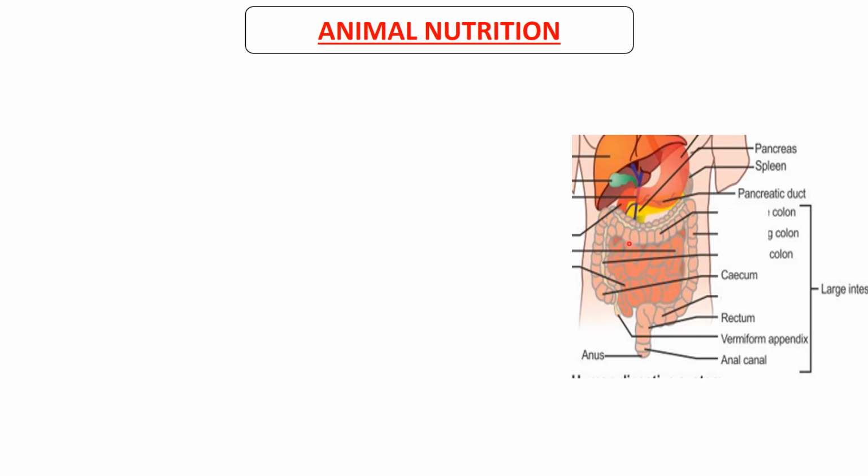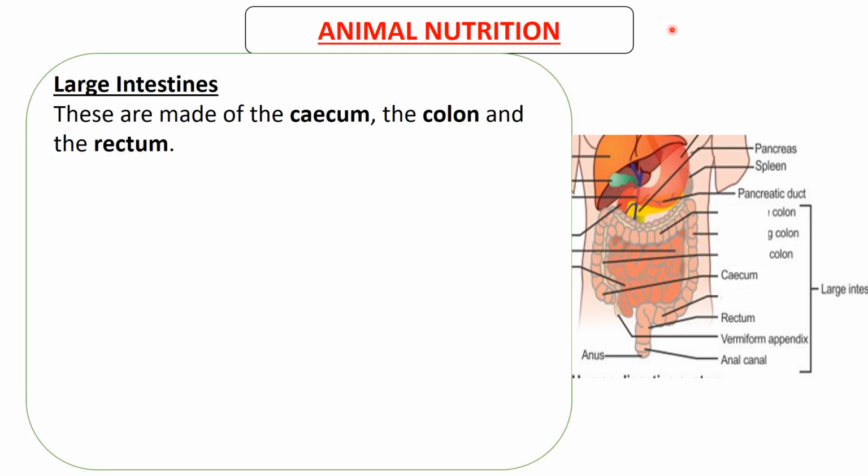So next, we're done with assimilation. We just want to see the next stage. We have looked at ingestion, digestion, absorption, assimilation. Now egestion. Egestion, of course, involves the large intestines, which are made of the caecum, the colon, and the rectum.